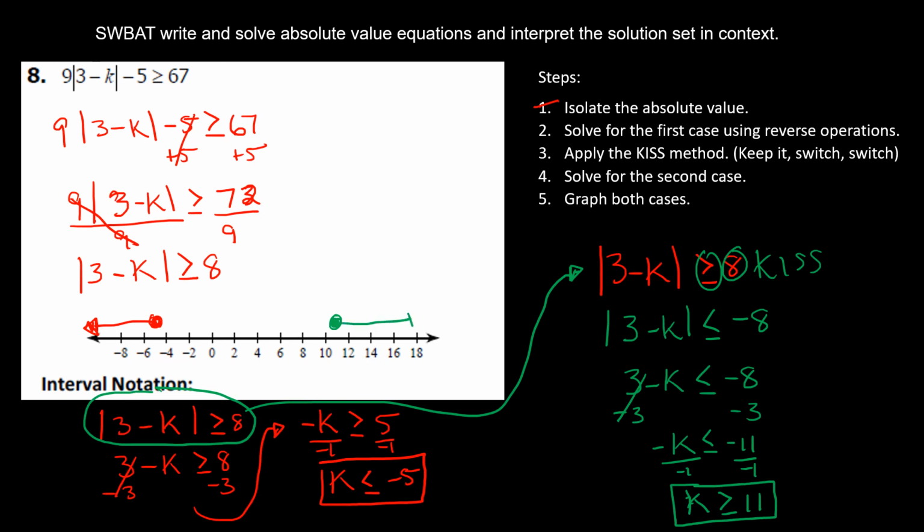and we're going to the right because we're talking about all the values that are greater than or equal to 11. So for our interval notation, we're going to say we're coming from negative infinity with a parentheses to start, and we're stopping at negative 5 bracket, or we go from 11 with a bracket because we're including the 11 to infinity.